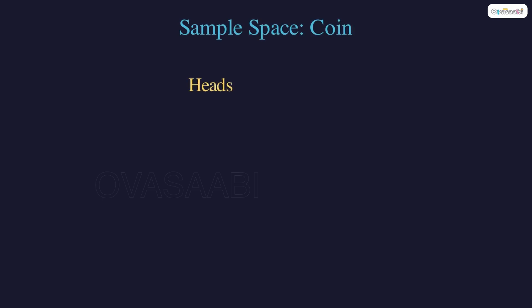The sample space is all possible outcomes. For a coin, the sample space is heads or tails. We write it in curly brackets.